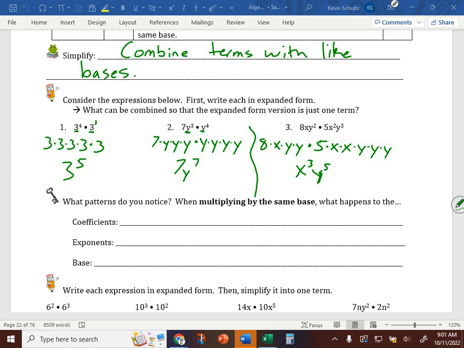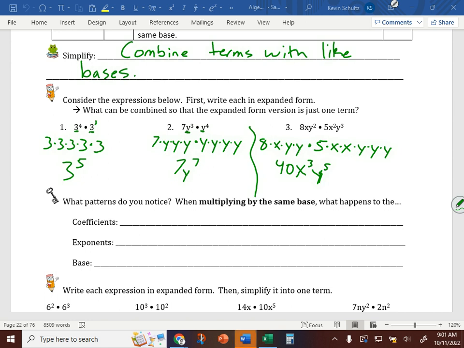What's my coefficient, Colin? 40. Just like we can move those x's around and put them together, we can put our coefficients together also, and we do that with multiplication. So 40x cubed y to the 5th would be our simplified expression.